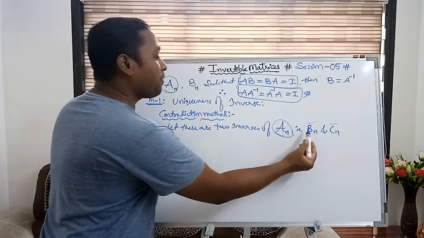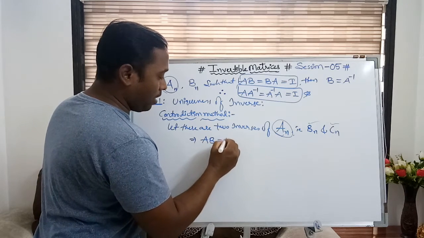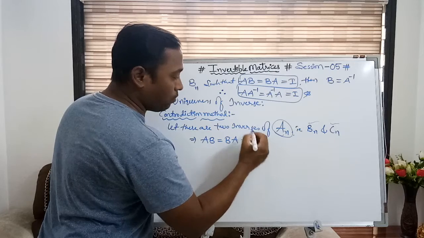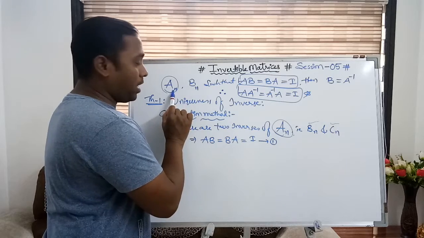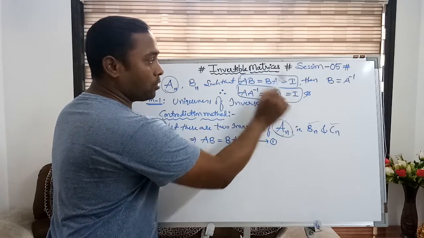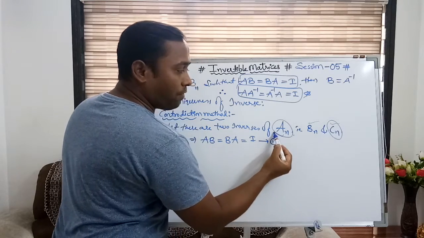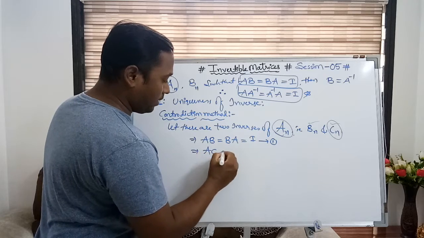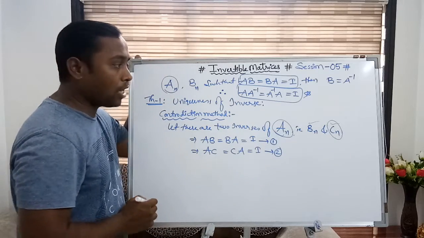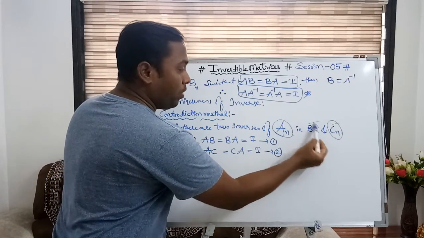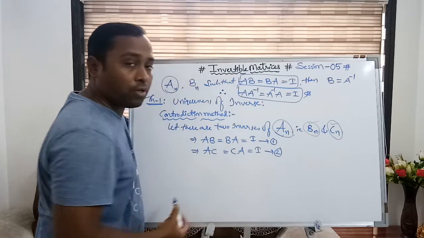Now let's see. If B is an inverse of A, it implies that the product AB is equal to BA is equal to I, as the definition says. In the same manner, if we assume that C is also an inverse of A, it implies that AC is equal to CA is equal to I, the second result. Are you getting me? So we assumed that there are two inverses, hence AB is equal to BA is equal to I, and AC is equal to CA is equal to I.